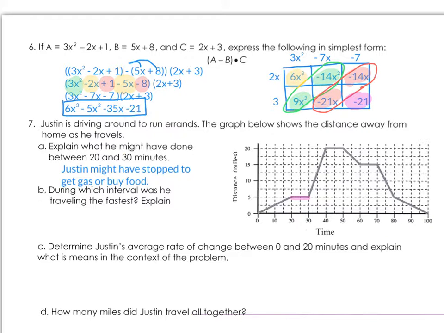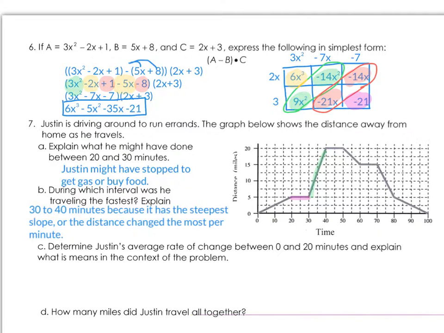Okay, then the next one says, during which interval was he traveling the fastest? Well, if I'm looking for him to travel the fastest, I'm looking for the least amount of time to go by where he has gone a far way. So this part right here that I highlighted in green is the steepest slope. In only 10 minutes, it looks like he went from 5 miles all the way up to 20. So he went really fast for that time. So I wrote 30 to 40 minutes because it is the steepest slope, or the distance changed the most per minute. We could figure that out by actually calculating the slope if we wanted to.